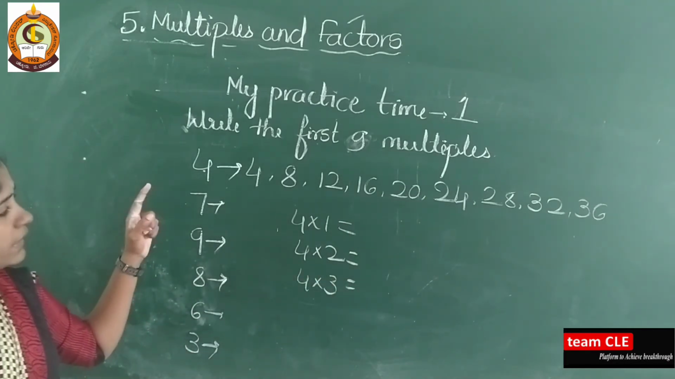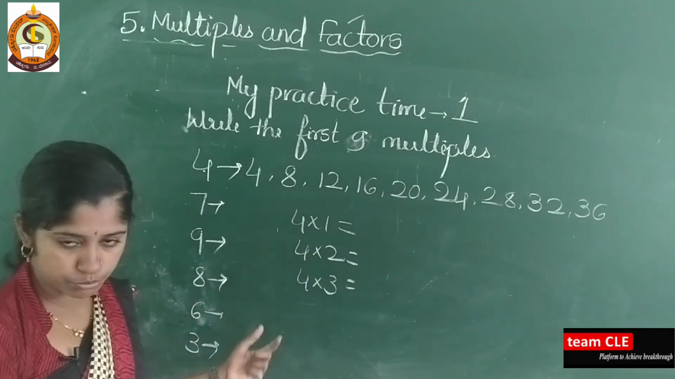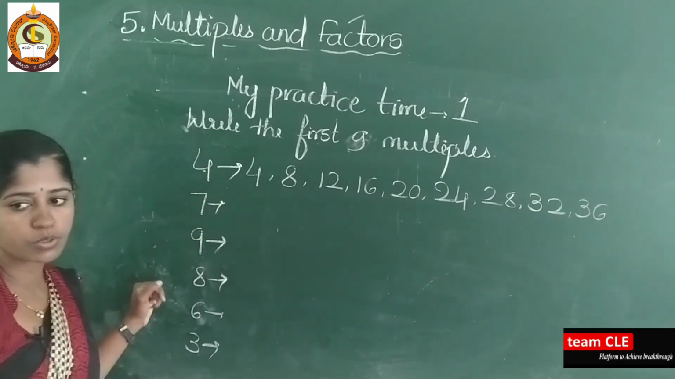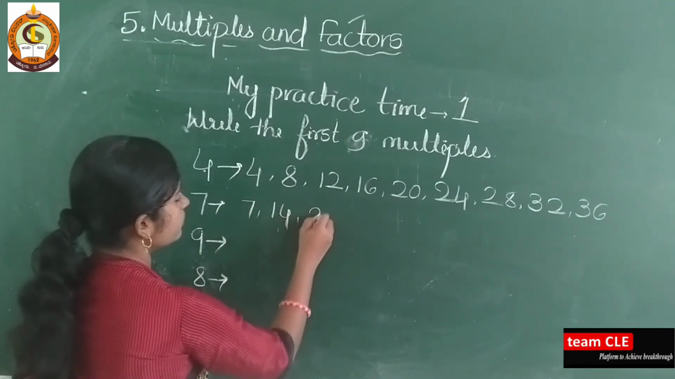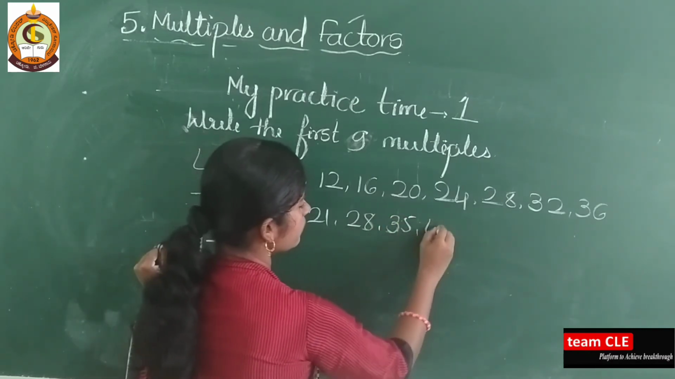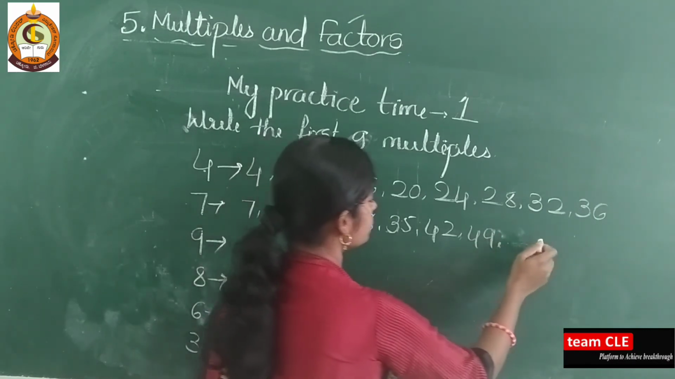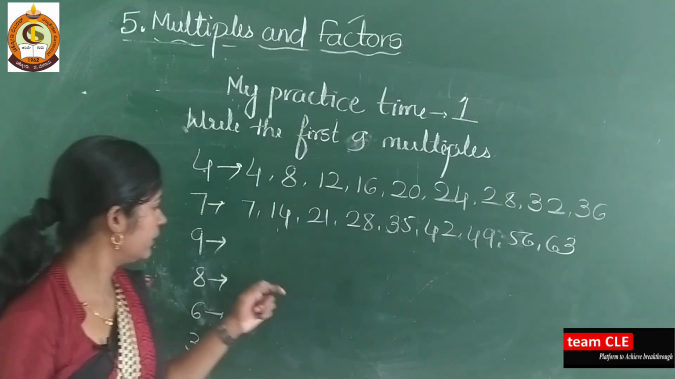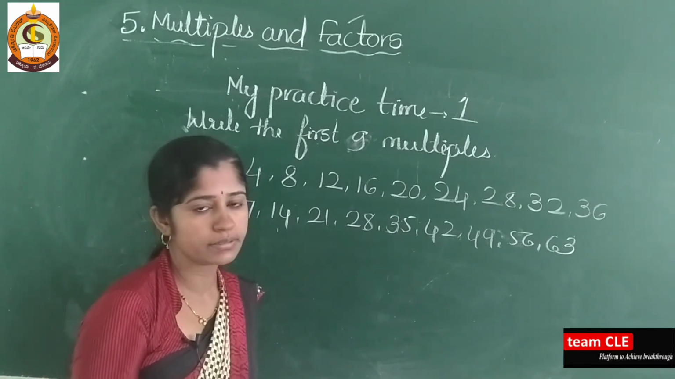So write the first 9 multiples, which means you need to write the table up to 9. Next, you have to write the table of 7, up to 49. This is how you have to write. Next, the tables of 9, 8, 6 and 3.